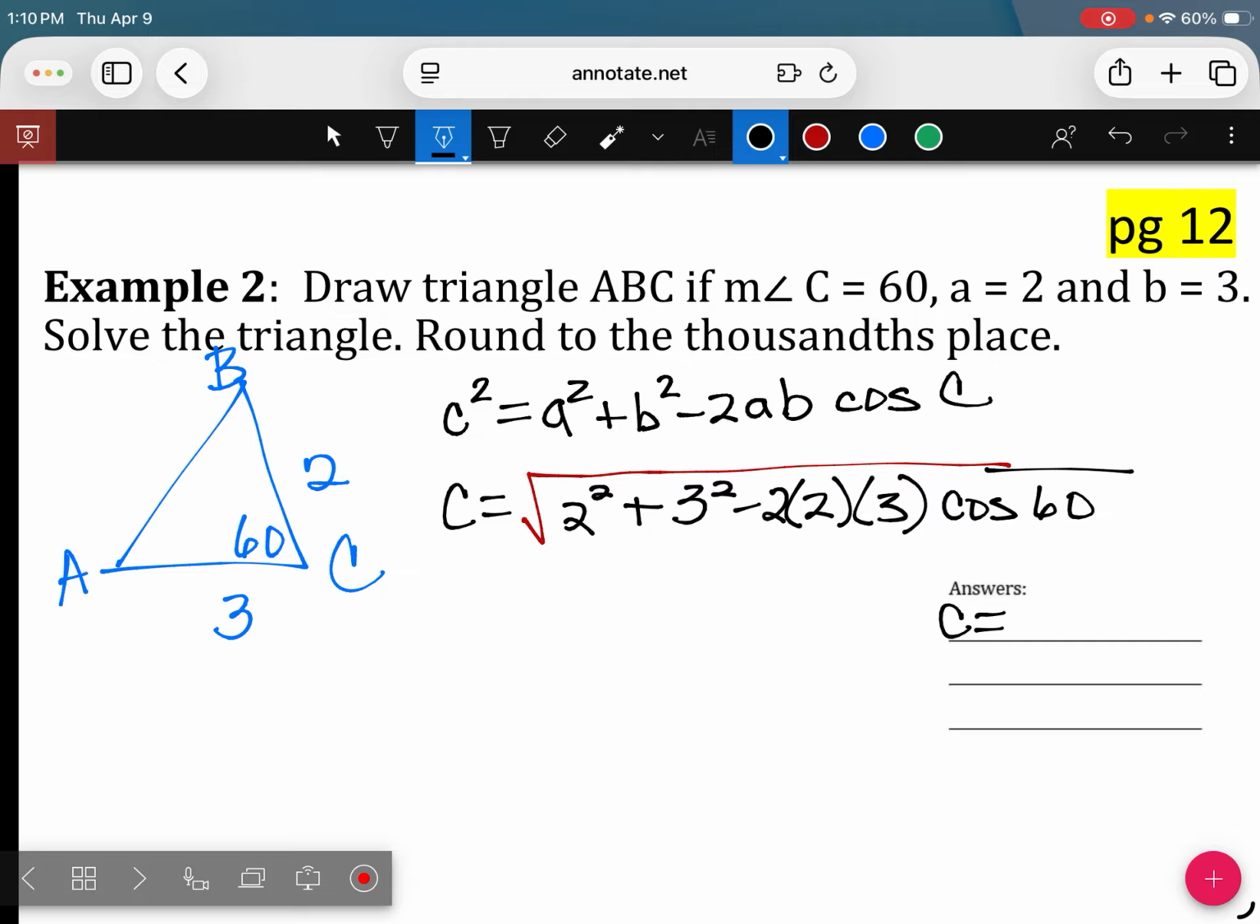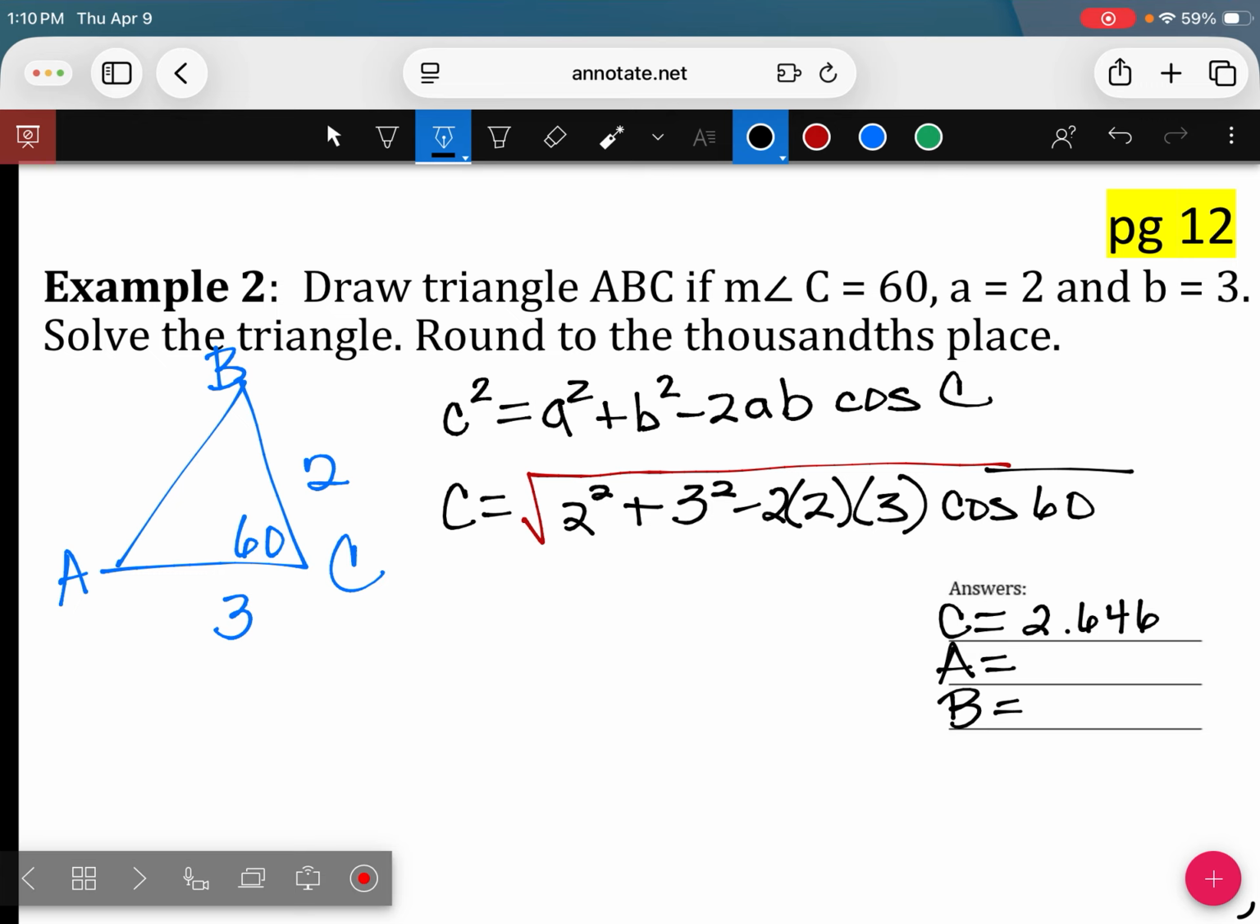So I got 2.646 for little c. Anybody else get that? So now I have to find big A and big B. I'm going to go with big A.